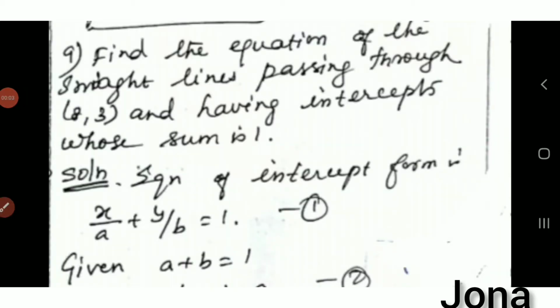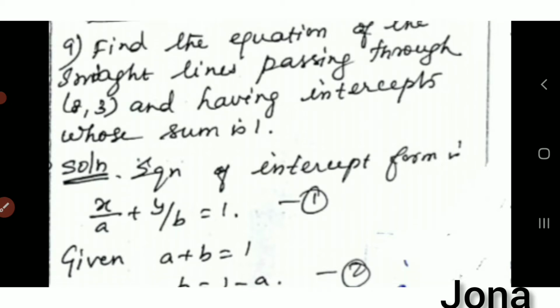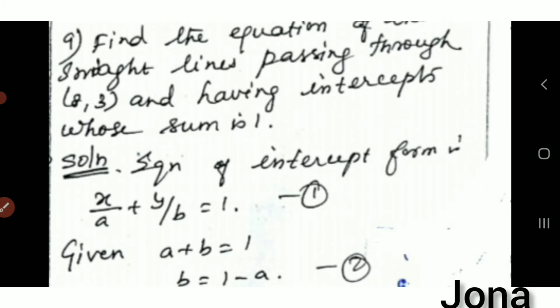Ninth problem. Find the equation of the straight lines passing through 8, 3 and having intercepts whose sum is 1. Here passing through the point is 8, 3 and the intercepts whose sum is 1 is given. So we can use the formula x by a plus y by b equal to 1. Here in the problem it's given a plus b equal to 1, that is nothing but the sum of the intercepts equal to 1, that is a plus b equal to 1, that is b equal to 1 minus a.